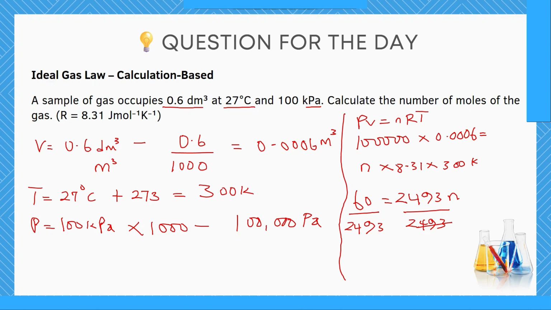So this cancels this, and then n is finally equal to 60 divided by 2,493. That gives us 0.0241 moles. So we've calculated the number of moles of the gas to be 0.0241. I'm sure you saw how that was carried out.